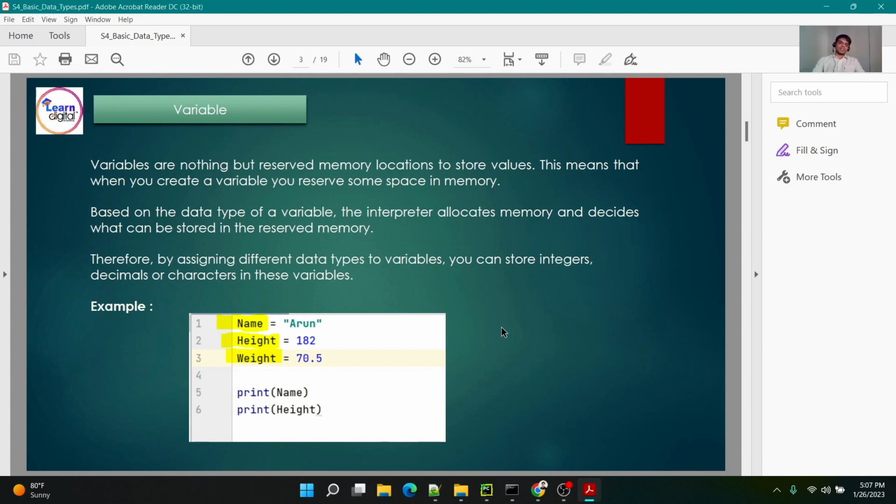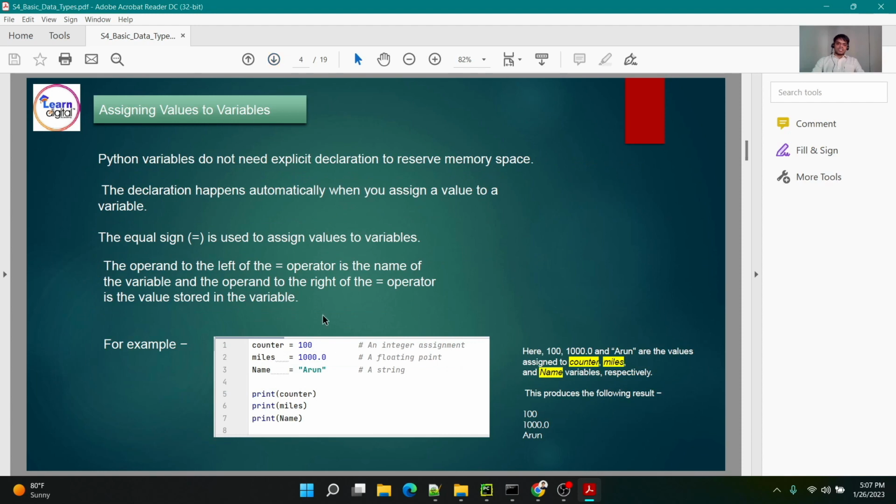As you can see on my screen, there's a definition of variables, and there are certain examples. I have created a name, and I'm storing Arun in it. There is a height, in which I'm storing 182, and there is a weight, in which I'm storing 70.5. As you can see, the names I have given are so meaningful that they intuitively convey what is being stored in them, right? And in a similar context, you see here there are different assignments to the variables.